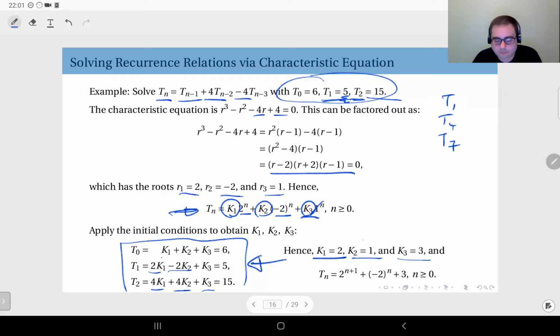So when you have the coefficients, you actually have the solution, because those were the only things you needed. So put k1 equals 2 here, k2 equals 1 here, and k3 equals 3 here. Well, this is already 1, and therefore what you get is 2 times 2 to the power n, which I write as 2 to the power n plus 1, plus, well, k2 is already 1, so I don't need to write it, plus minus 2 to the power n, plus k3, which is 3. And this is the solution to this recurrence relation.